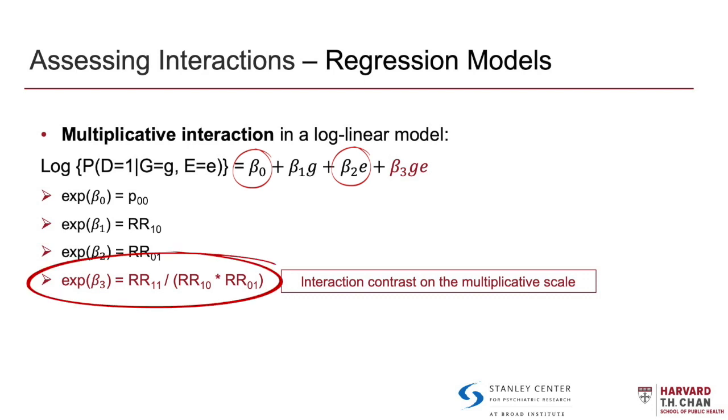We would describe the interaction on a multiplicative scale similar to what we have done earlier, which is RR11, the presence of both exposures divided by the presence of each of the exposures, which can be calculated using the exponential function of the regression coefficient for each of the variables.